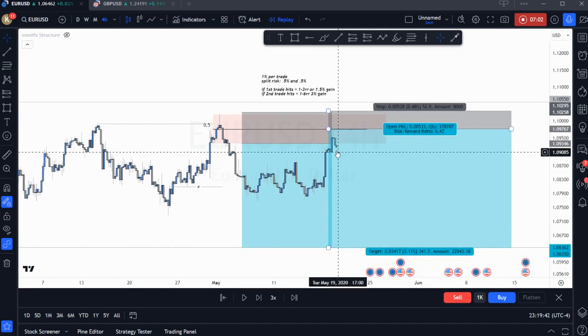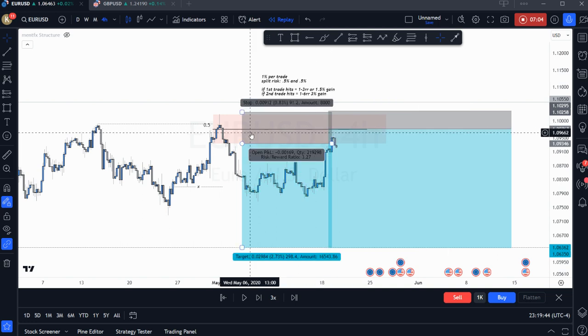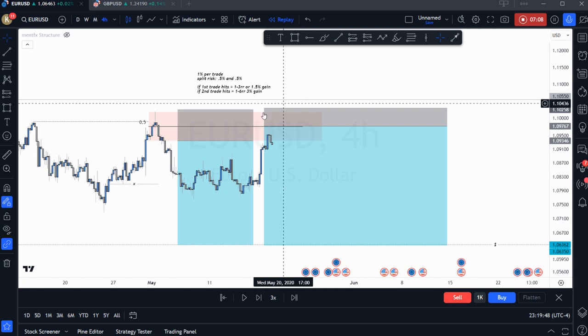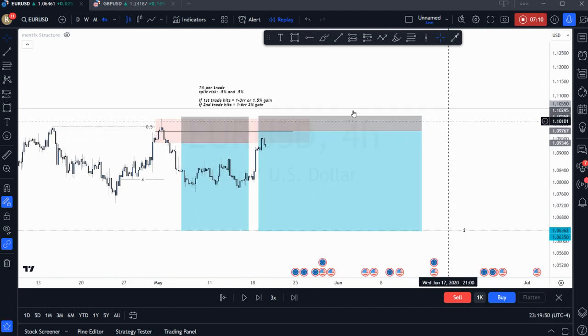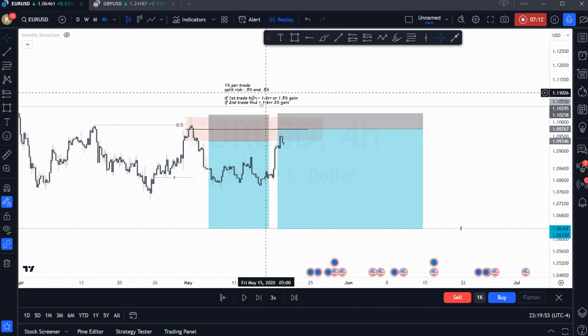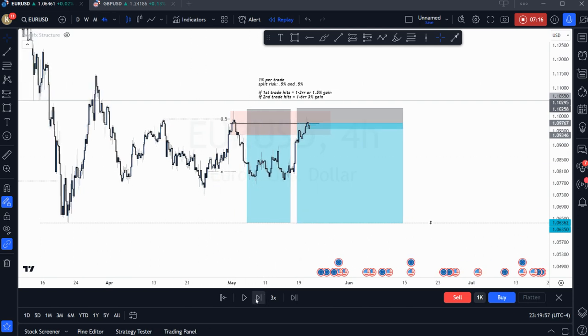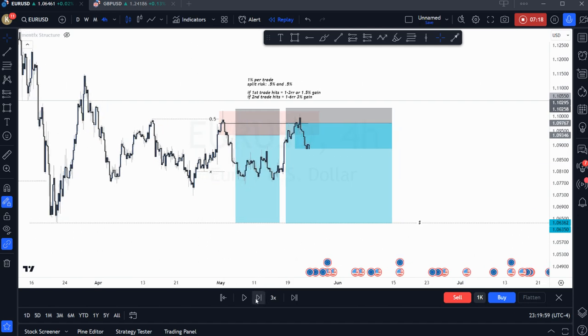Second one, I'm not 100% sure, but that's fine. So we're in the first one, the one that will give us the 1.5% gain. Honestly, let's see. Okay, bet. So we're in both.